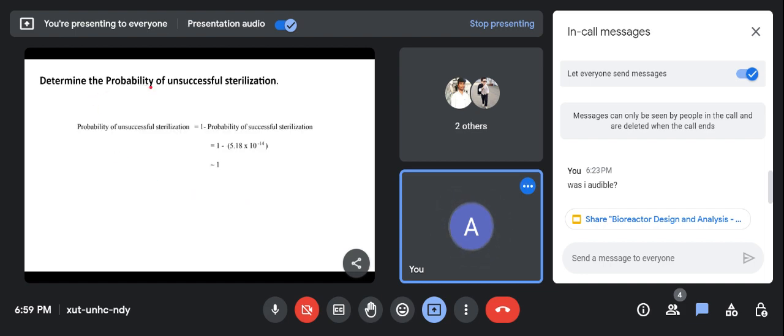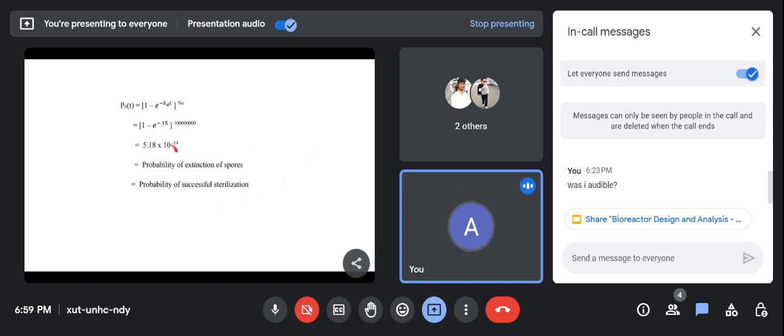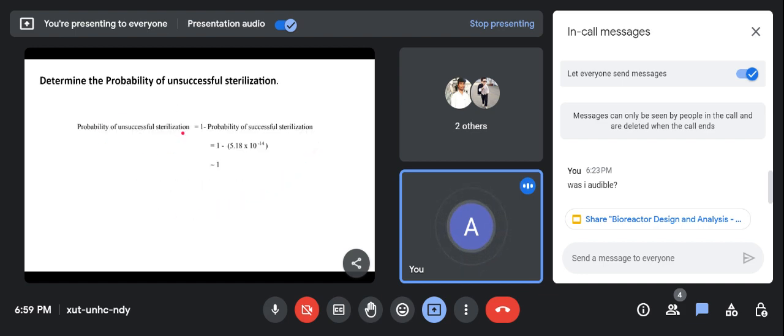The next question then obviously would be the probability of unsuccessful sterilization. So you know that the total probability is equal to 1. All the options together are equal to 1. So 1 minus the probability of successful sterilization, which you have found here, will give you the probability of unsuccessful sterilization. So 1 minus 5.18 into 10 to the power minus 40 will give you an answer which is still very close to 1. So it is highly probable that the sterilization has been unsuccessful, since the value is very close to 1.